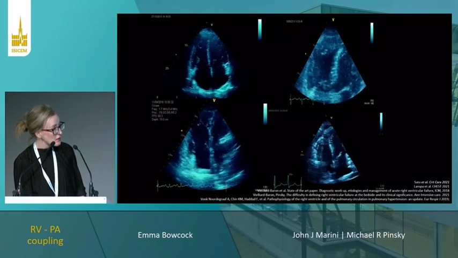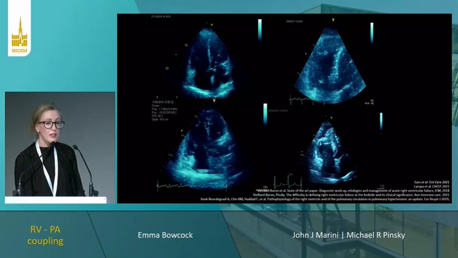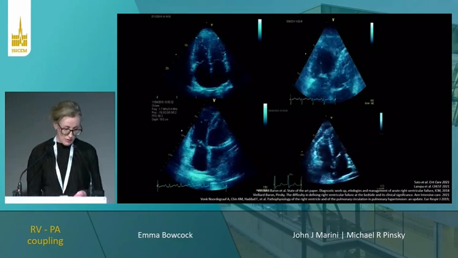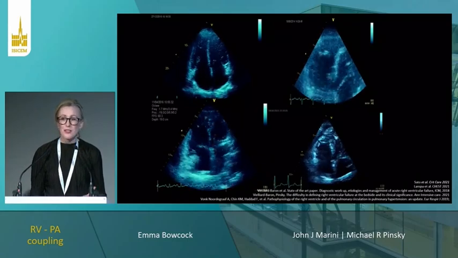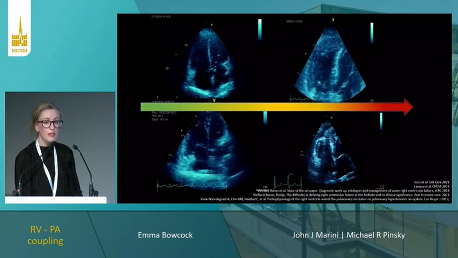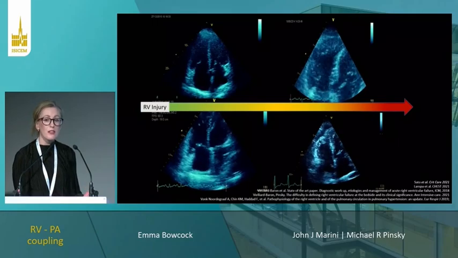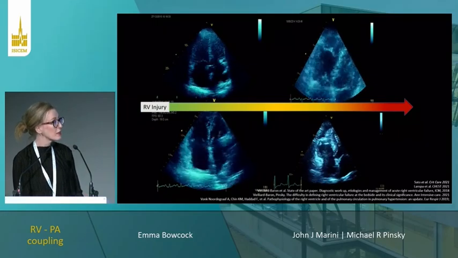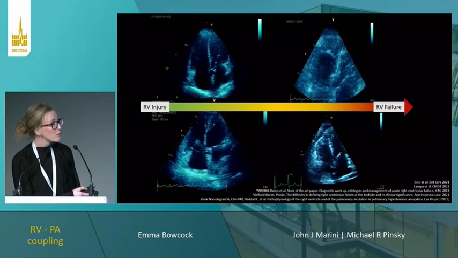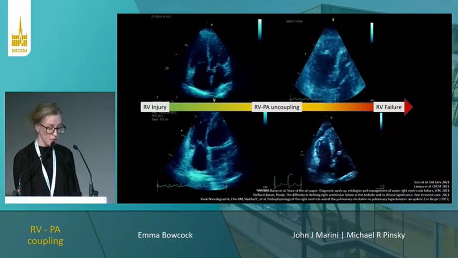And here we have a patient that's had a right ventricular infarct with regional wall changes and significantly reduced systolic function. So this RV injury is very heterogeneous in our group. But one thing these patients all have in common is that as they progress from this right ventricular injury towards right ventricular failure, at some point along this pathway, they will uncouple from the pulmonary circulation.